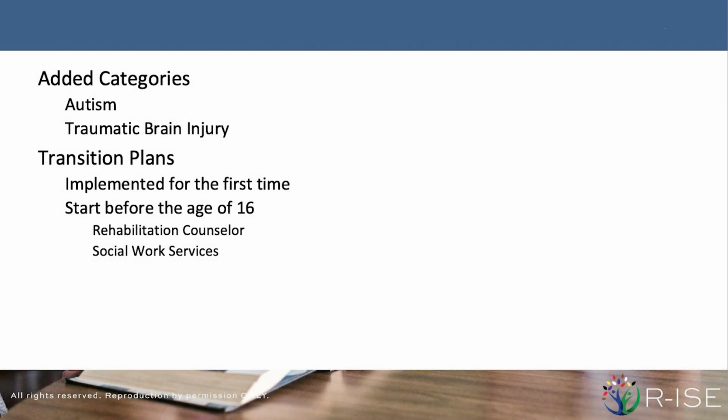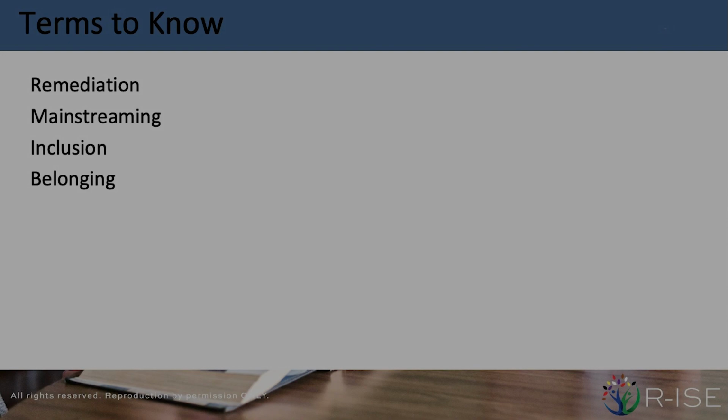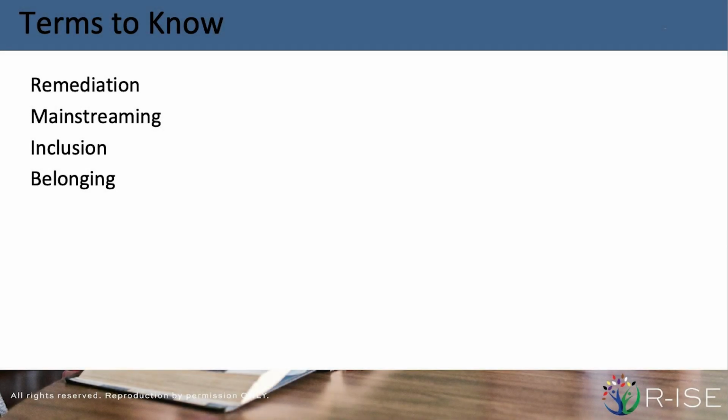Along with the amendments of 2004, autism and traumatic brain injury were added to the areas or the categories of disability. Transition plans, which were moved to the age of 16, must also look at rehabilitation counselors and social work services in order to develop those plans. Terms that you need to know: remediation, mainstreaming, inclusion, and belonging.